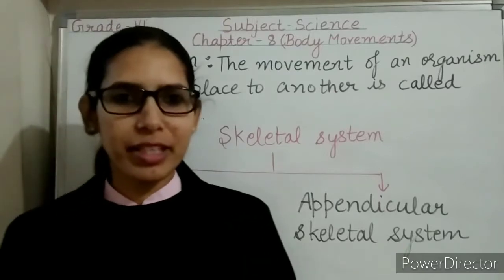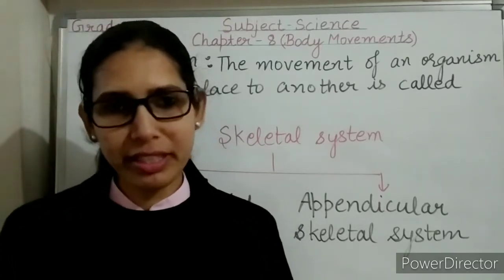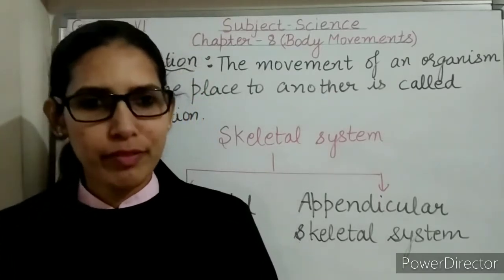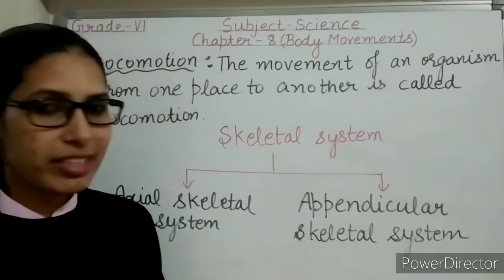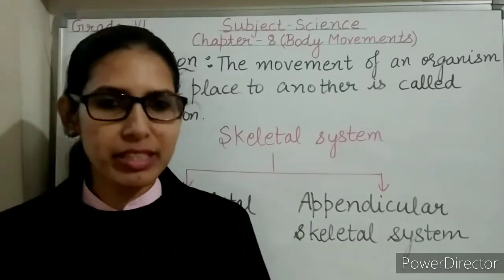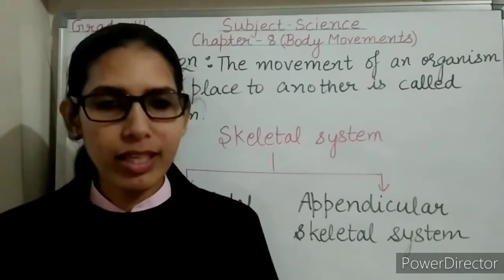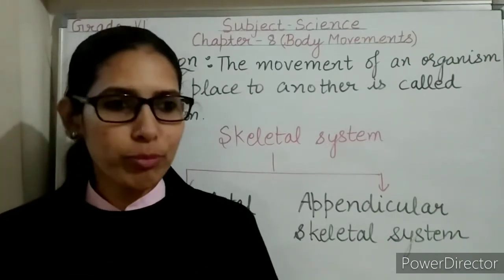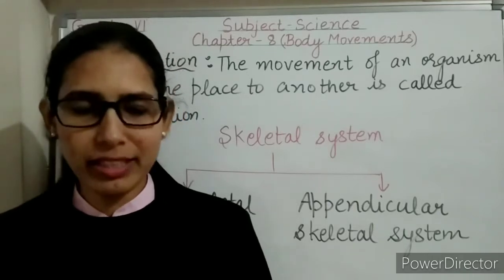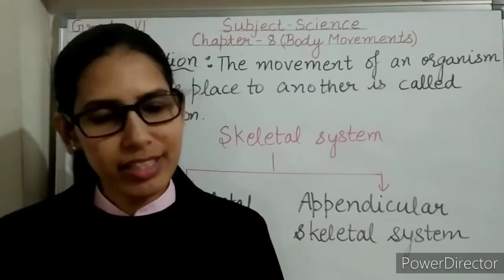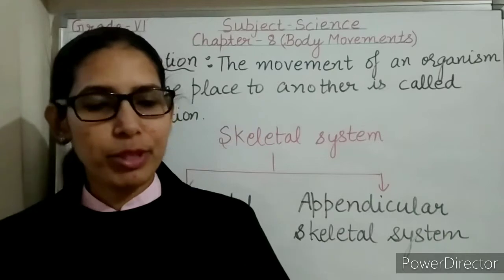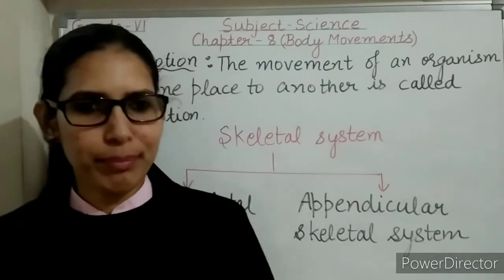In this chapter we will study how different parts of the body make body movements possible. We'll study the skeletal system, the various types of joints present in our body, and then the various types of skeleton. Then we will see how movements take place in various organisms like earthworm, snails, cockroach, fish, birds, etc. So let's start the chapter.